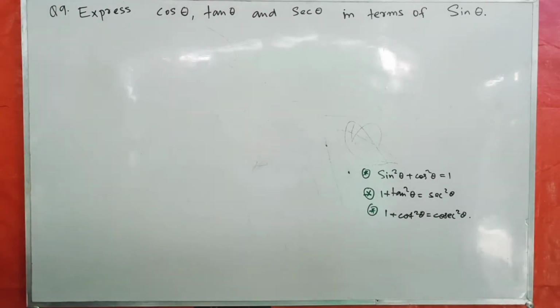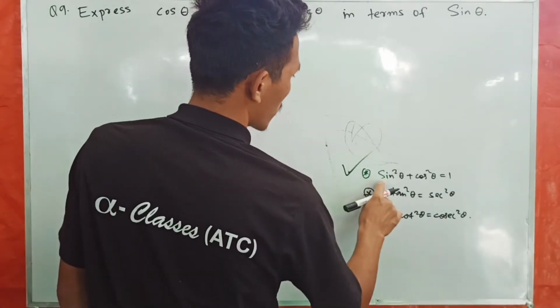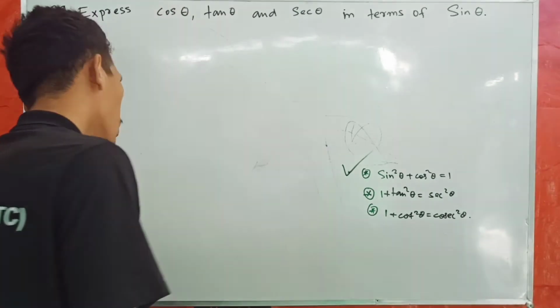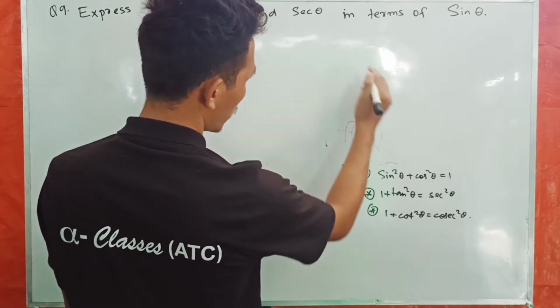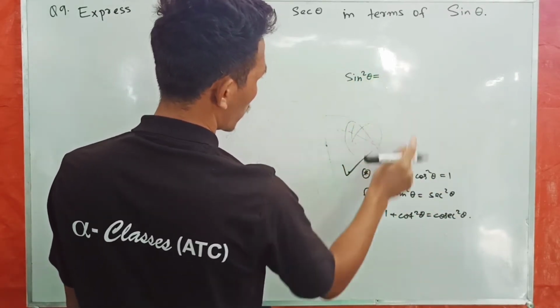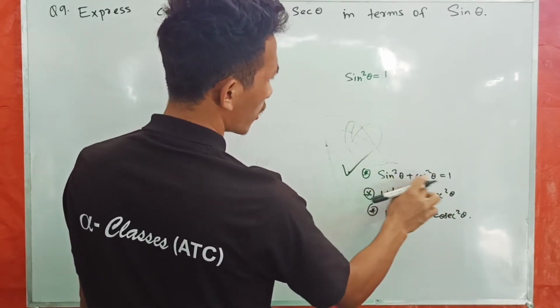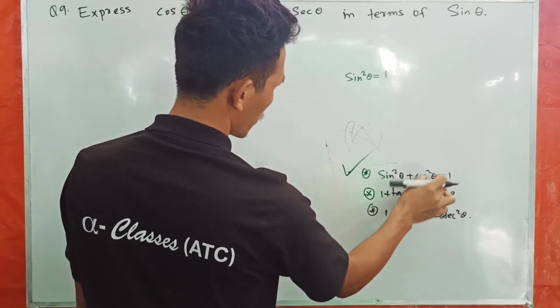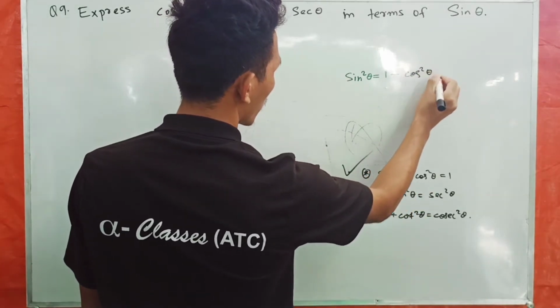Express cos theta, tan theta, and sec theta in terms of sin theta. Okay, we are going to solve this question number 9. Before we solve this question, let us learn this formula. Sin square theta plus cos square theta equal to 1. Sin square theta will be equal to 1, and this plus will become minus if you transpose cos square theta.